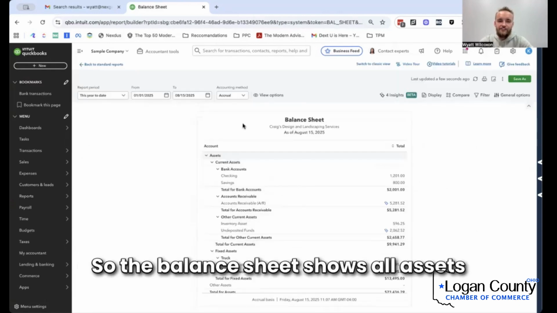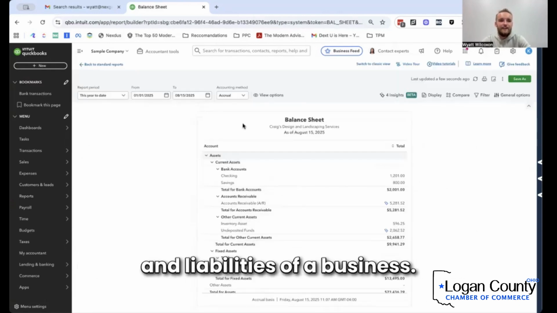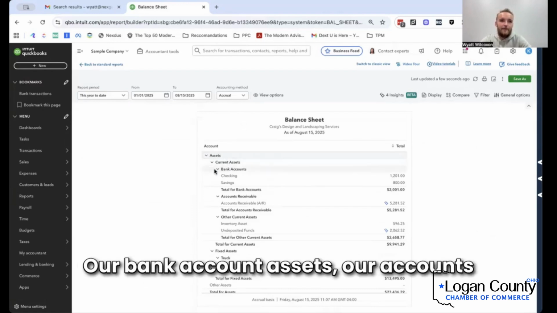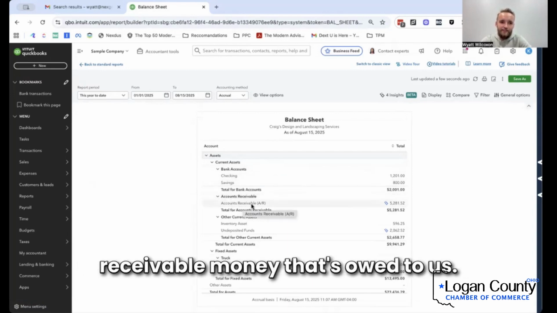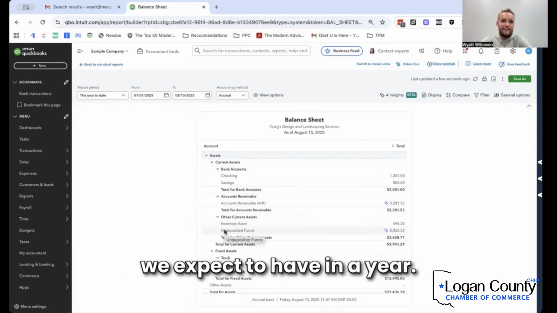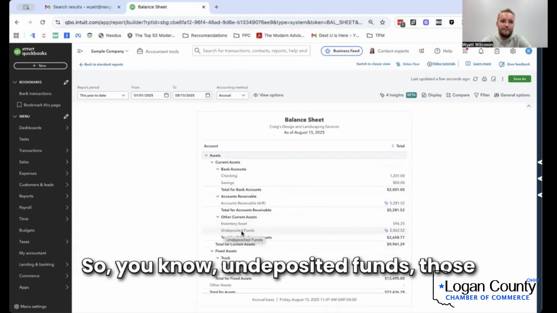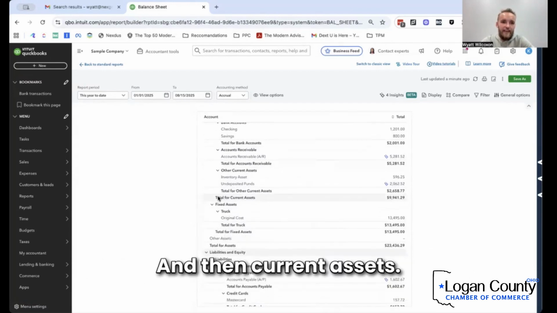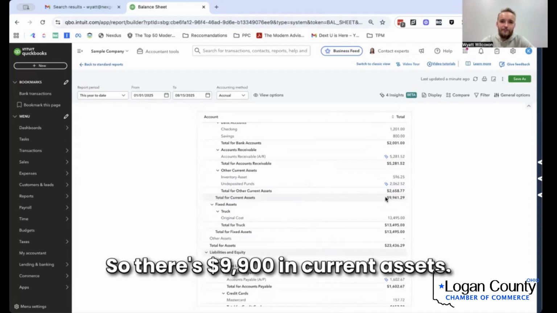So the balance sheet shows all assets and liabilities of a business. Going through this real quick, assets: our bank account assets, our accounts receivable, money that's owed to us, other current assets, assets that we expect to have in a year. So, undeposited funds, those are typically cleared out every month. And then current assets. So there's $9,900 in current assets.